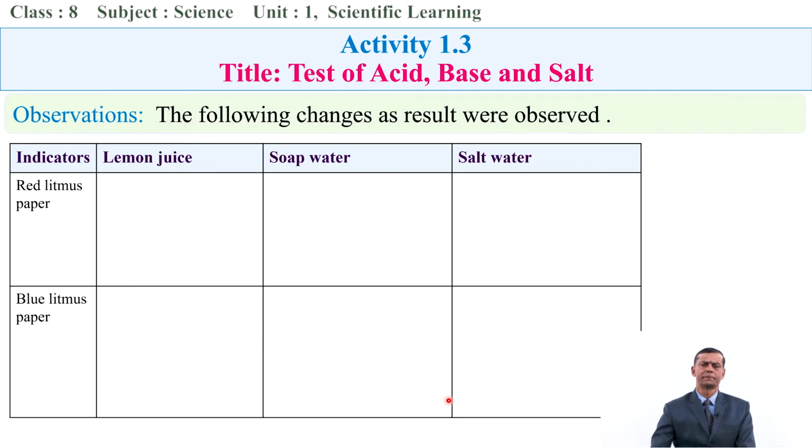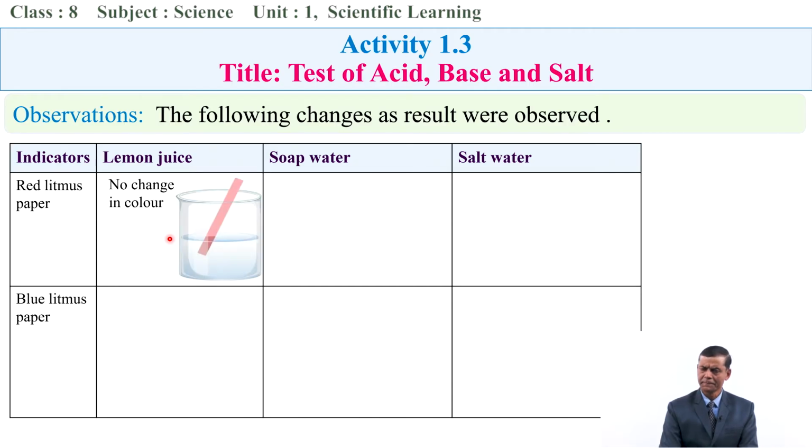What result have we observed? By observation, the following changes were observed as results. Look here. We are going to fill this table. There are 2 indicators we have used: red litmus paper and blue litmus paper. We have used solutions of 3 substances. What solutions? Lemon juice, soap water, and salt water. Now, when we tested lemon juice with red litmus paper, what change could we observe? Yes, no change in color. Red litmus paper remained red, that means no change in color.